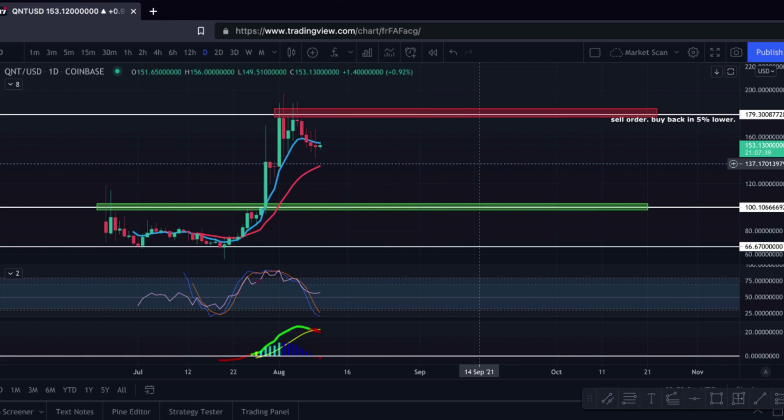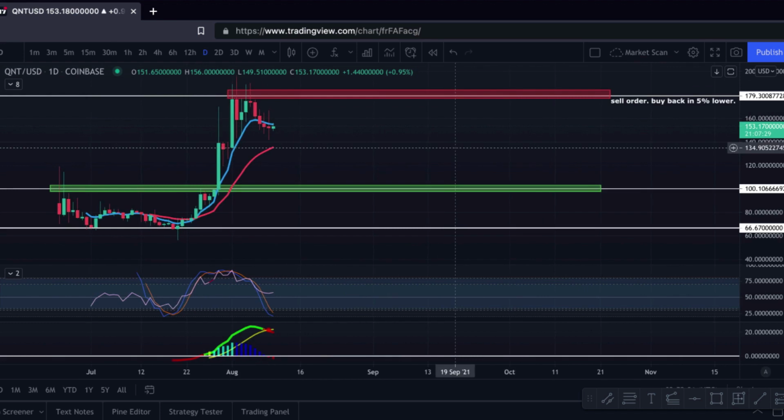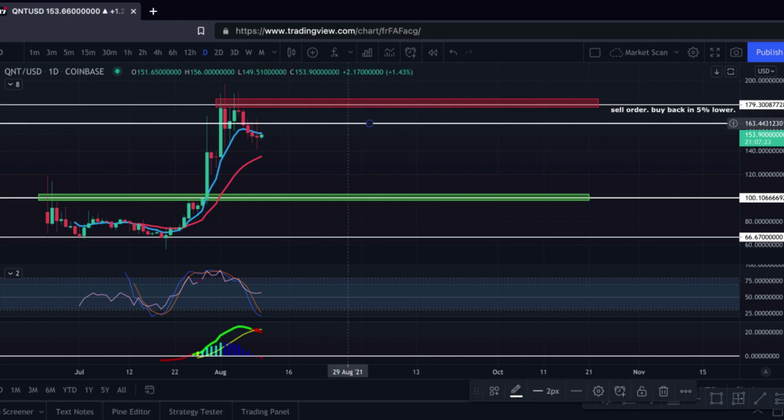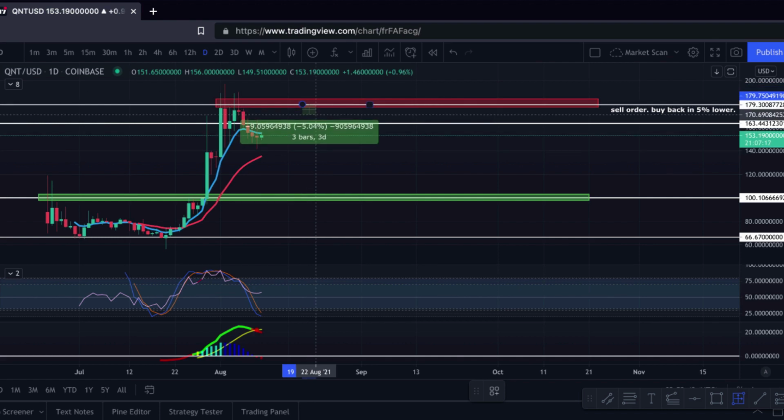After taxes, that's basically 15 to 20% more Quant. And that's way better than just holding it, even staking it and getting 5%, or staking and getting 10%. You still get more by doing this. So I'm going to put an order in right now to sell it at 179. And then I'm going to buy it back in at, I don't know, around 170.